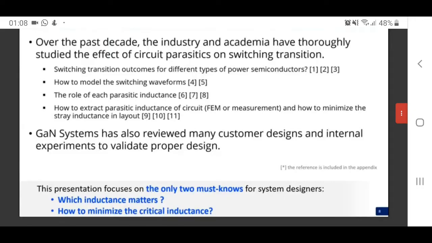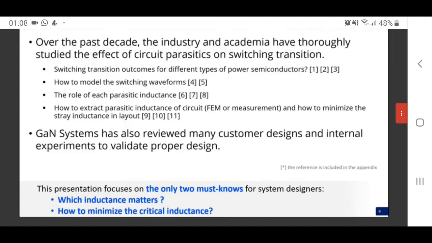Over the past decade, the industry and academia have thoroughly studied the effect of circuit parasitics on switching transition. A lot of good papers have been published on figuring out what happened during the switching transition, how to model the switching waveforms, what the role of each parasitic inductance is, how to extract parasitic inductance of a circuit using simulation or measurement, and how to minimize the stray inductance in layout.